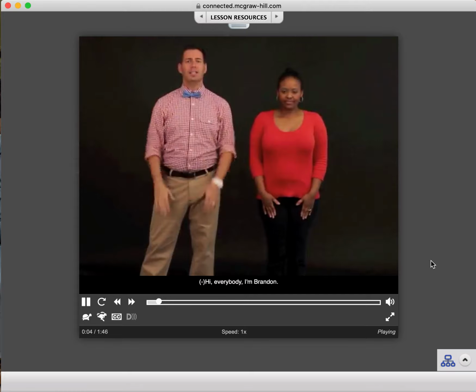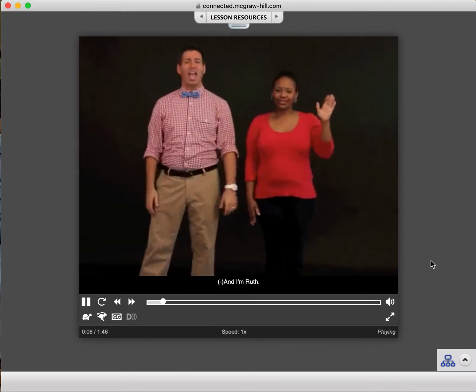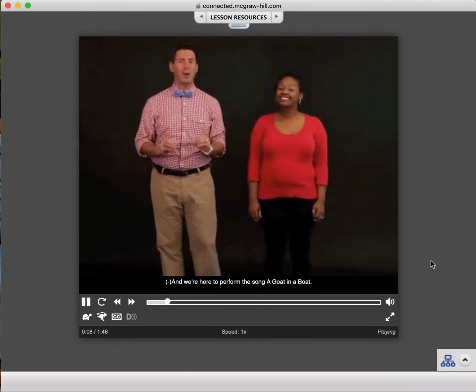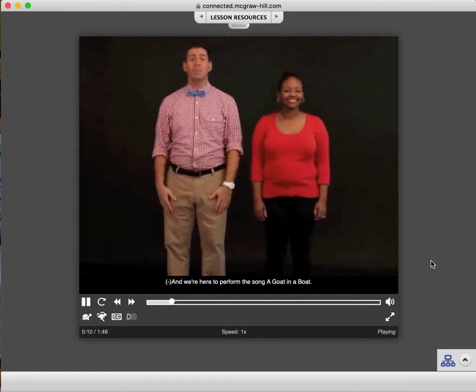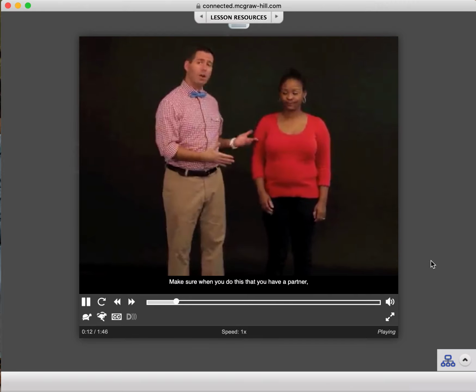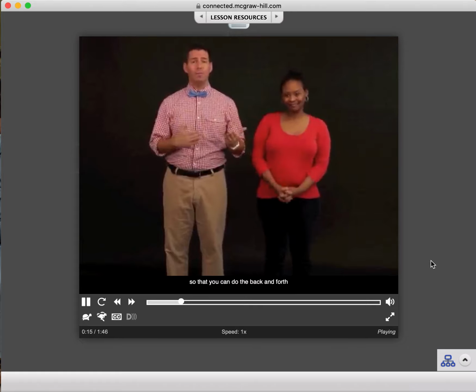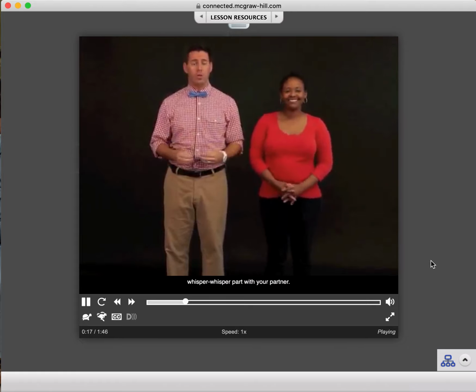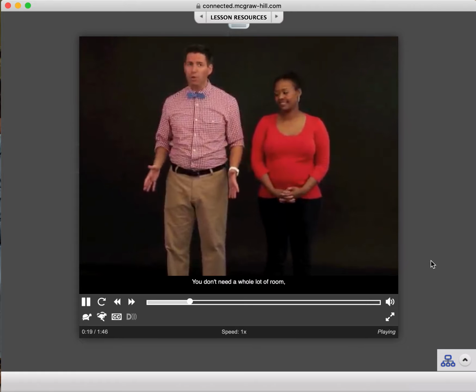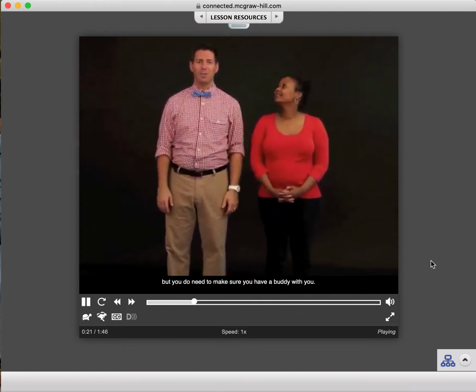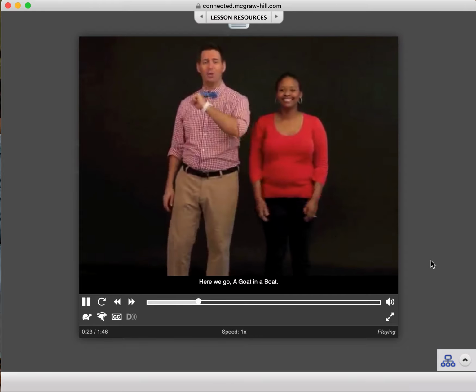Hi everybody, I'm Brandon. And I'm Ruth. And we're here to perform the song, A Goat in a Boat. Make sure when you do this that you have a partner so that you can do the back and forth whisper, whisper part with your partner. You don't need a whole lot of room, but you do need to make sure you have a buddy with you. Here we go, A Goat in a Boat.